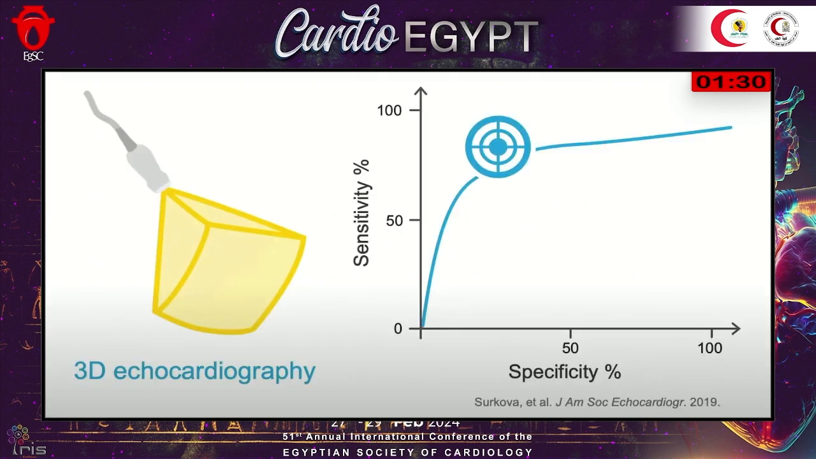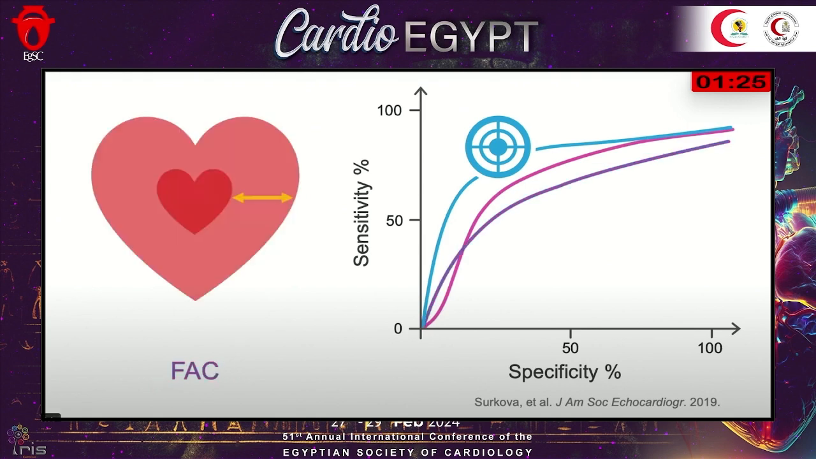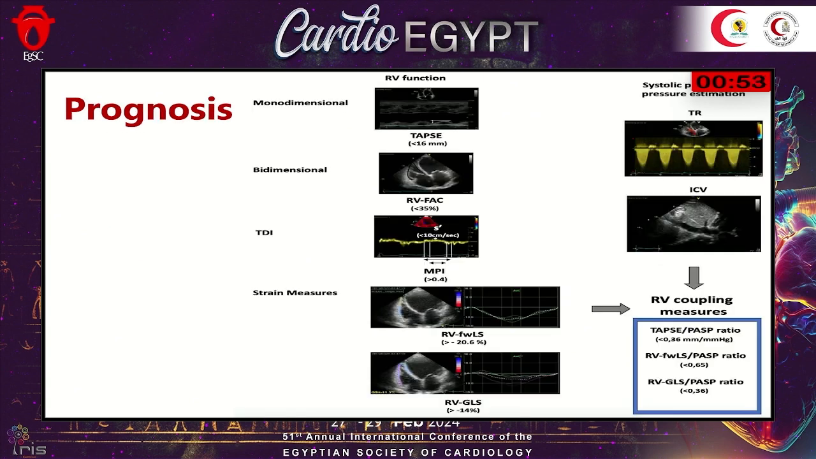So collectively, regarding sensitivity and specificity, 3D echo compared with the TAPSE and with the fractional area change, 3D echo always wins. The prognosis, which is the last thing, is the most important. When RV systolic dysfunction is there in heart failure, it's associated with increased morbidity and mortality, irrespective of the degree of LV dysfunction. The reported 2-year mortality in a cohort of patients with HFpEF reached 45% if there is RV dysfunction, and 7% in those without. This is a huge discrepancy in the mortality outcome.